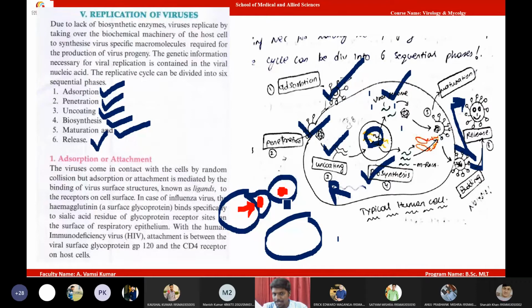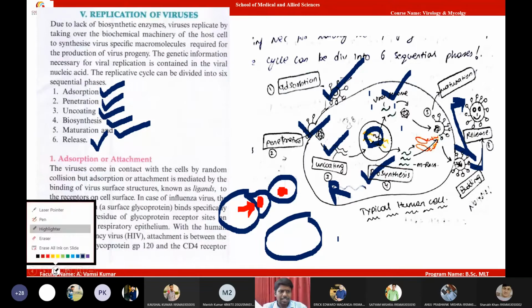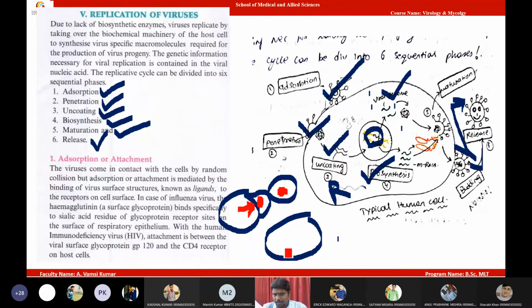Via the budding process, the virus will acquire a membrane. This membrane is actually the cell membrane only. It is taking the cell membrane as its protective covering. Such release of viruses is called budding. Okay, so budding of viruses. And the second one, in the second form, viruses will be very aggressive.